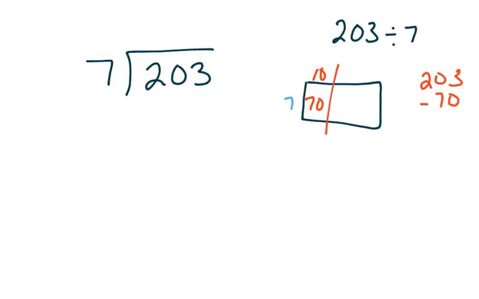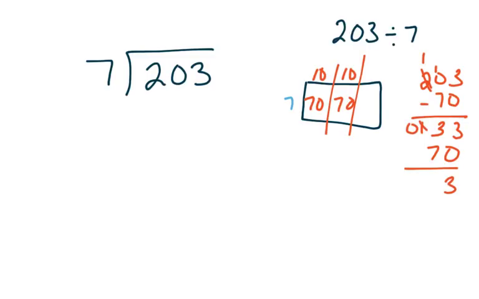I'm going to subtract 70 from my whole, and when I do that, I'm going to be left with 133, and I can take another 70 out of that, so I'm going to multiply 7 times 10, and that's going to give me 70, so then I can subtract there. I'm going to go ahead and borrow from that 0, and then I have 63.